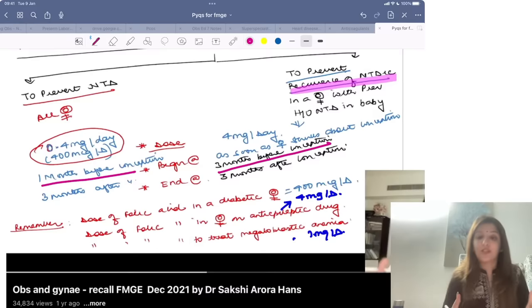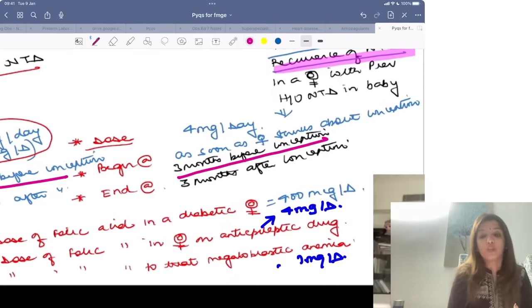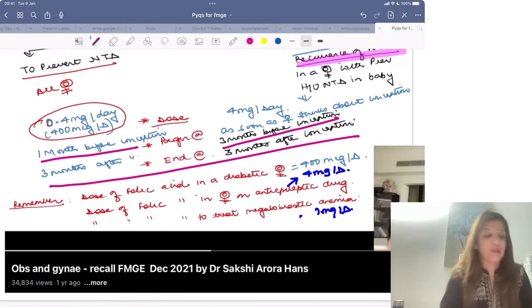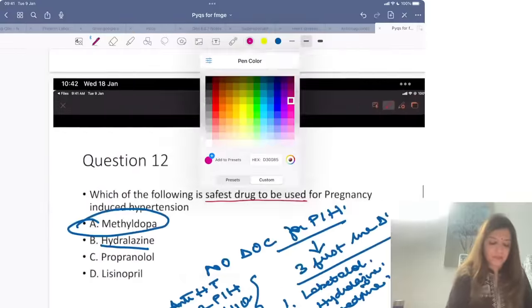But we are not astrologers. Imagine, can you tell any patient that 3 months from now you are going to become pregnant? No, you cannot tell. So although textbooks say 3 months before conception, ideally the answer is as soon as a female with previous history of neural tube defect thinks about conceiving, you should put her on 4 milligrams of folic acid. Right? And in both these cases, you continue the folic acid up till 3 months after delivery. Clear? Okay. Next.